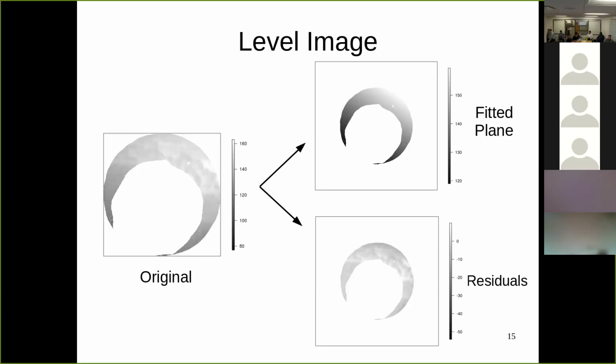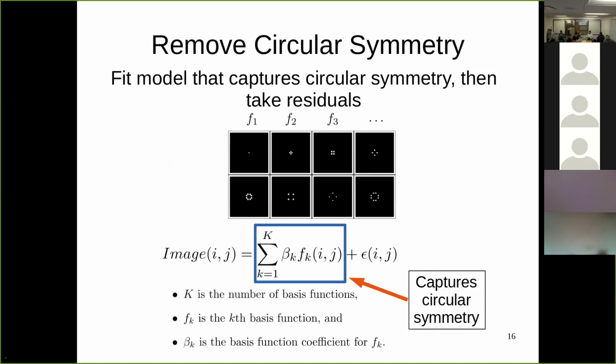Anyway, for this particular example, the surface was slightly shallower on the bottom left compared to the top right. So there was a slight tilt on the diagonal, and removing this leads to the residuals on the bottom right here. So the next step is to remove circular symmetry.